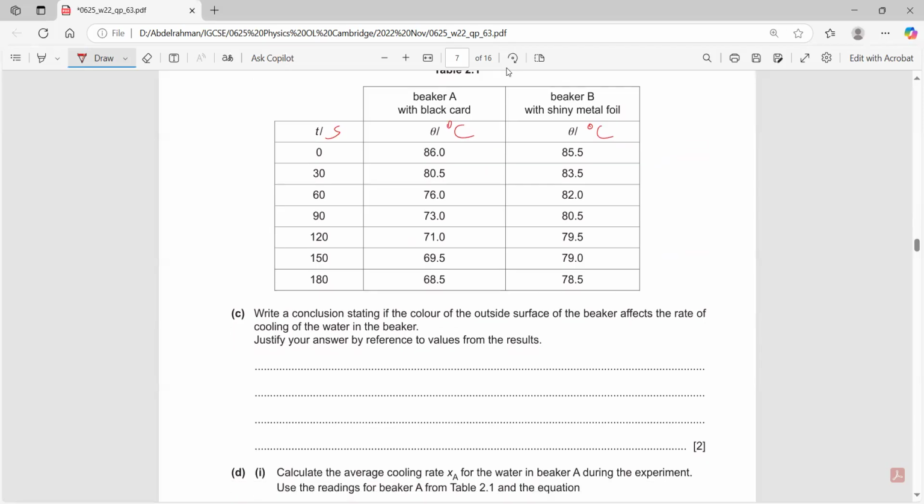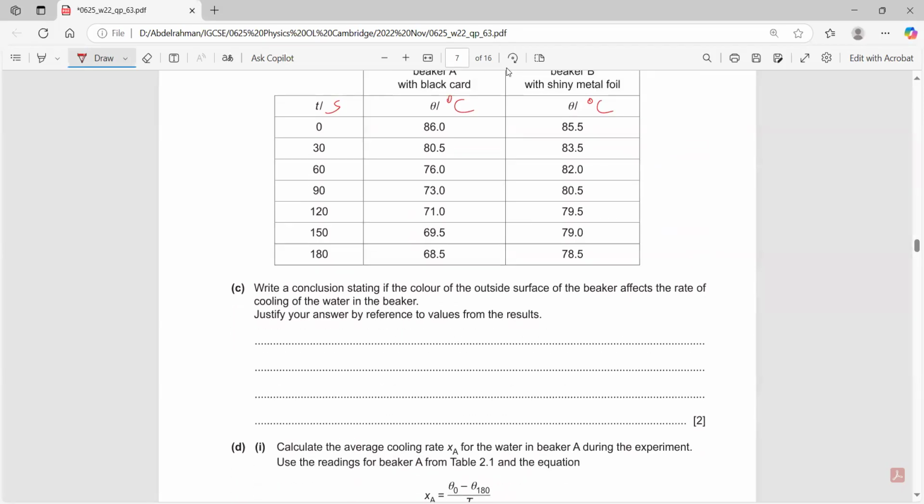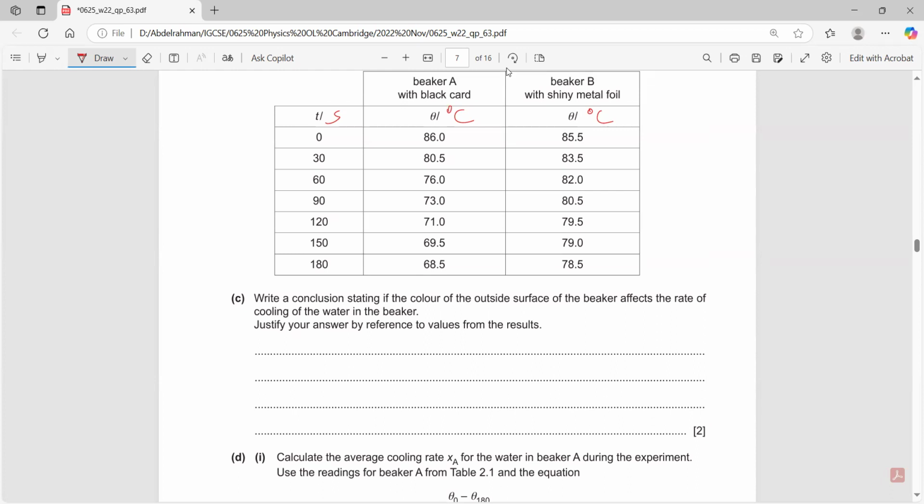And then write a conclusion stating if the color of the outside surface affects the rate of cooling in the beaker or not. Does it affect it? Yes, it does affect it. How? We need to state the values. Okay, we need to take the readings of the values. 86 and 68.5. What's the difference between 86 and 68.5? 86 minus 68.5 is 17.5, right? This is a huge difference.